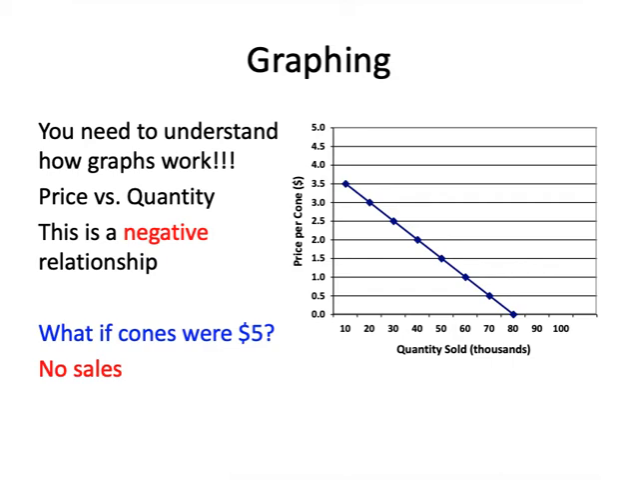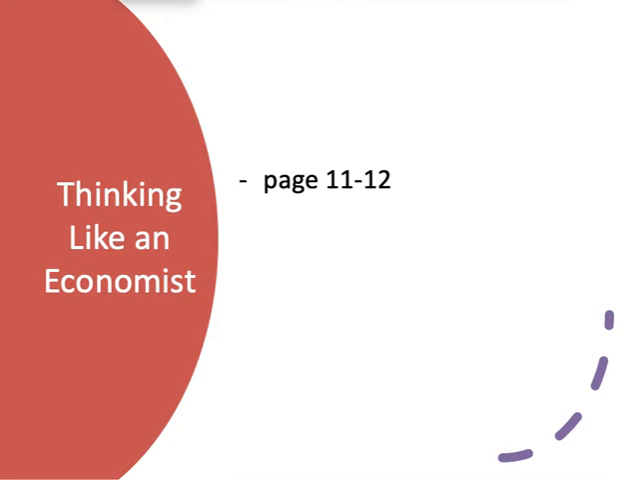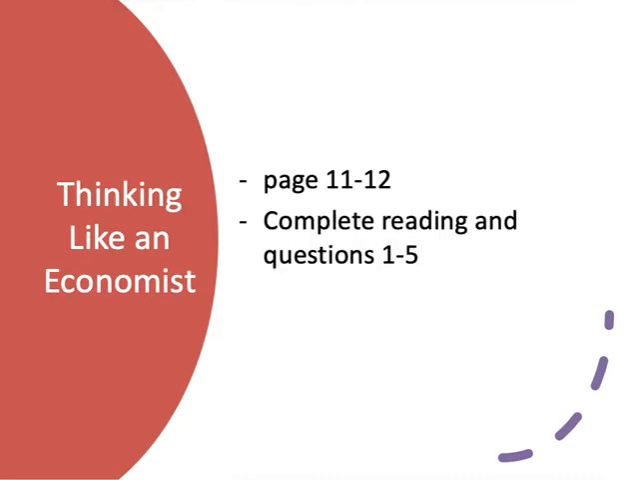You need to know how to make them before we go on, okay? So that's why we're going to practice this in a moment. The next thing we're going to do is go to the textbook, to page 11 and 12 of your textbooks, and we're going to do the activity called Thinking Like an Economist, complete the reading, and do the questions 1 to 5.